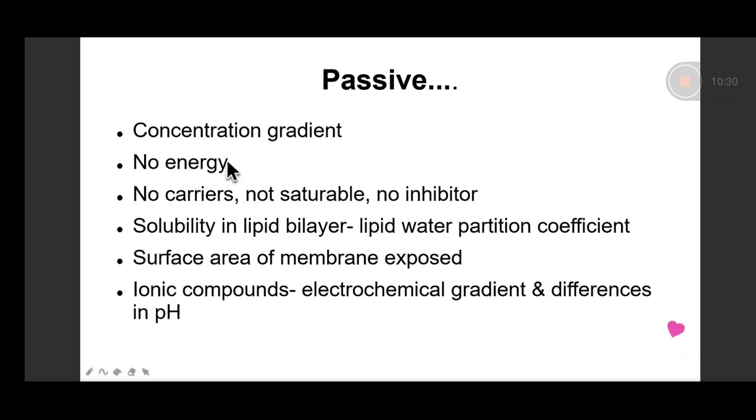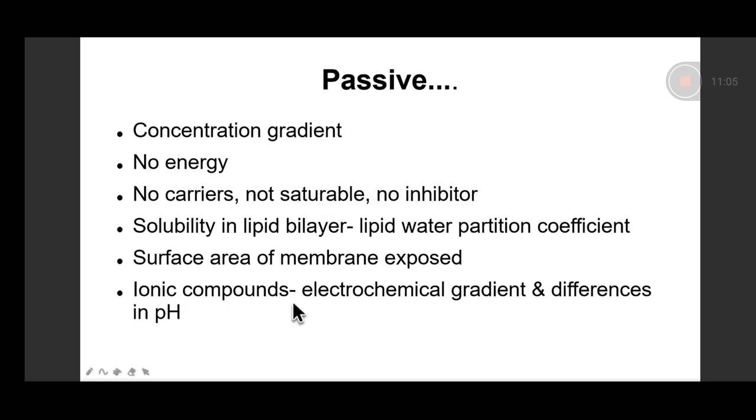So, what is passive diffusion? Passive movement of drugs is movement across a membrane down a concentration gradient, from higher concentration to lower concentration. No energy is required, no carriers. The process is not saturable. There is no inhibitor for such a process. And it depends upon the lipid solubility in the lipid bilayer and hence the lipid water partition coefficient. Passive transfer is directly proportional to the surface area of the membrane exposed.